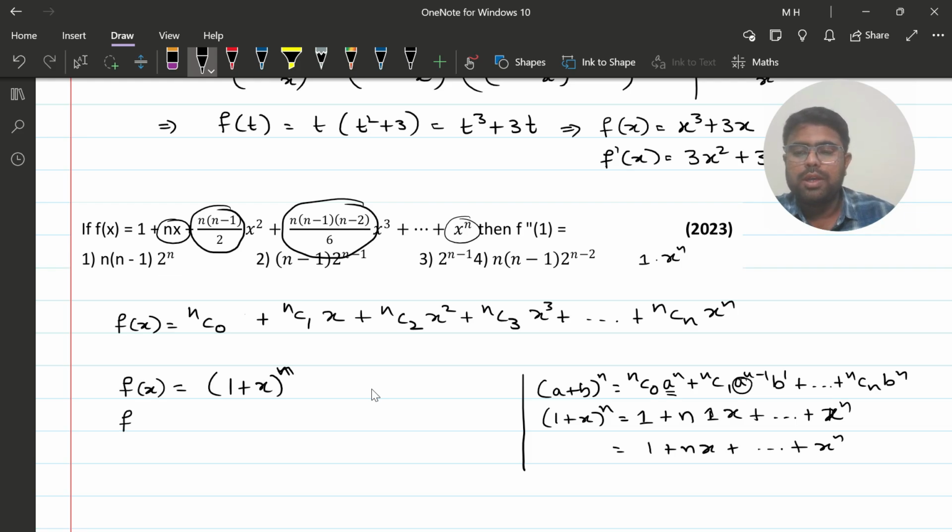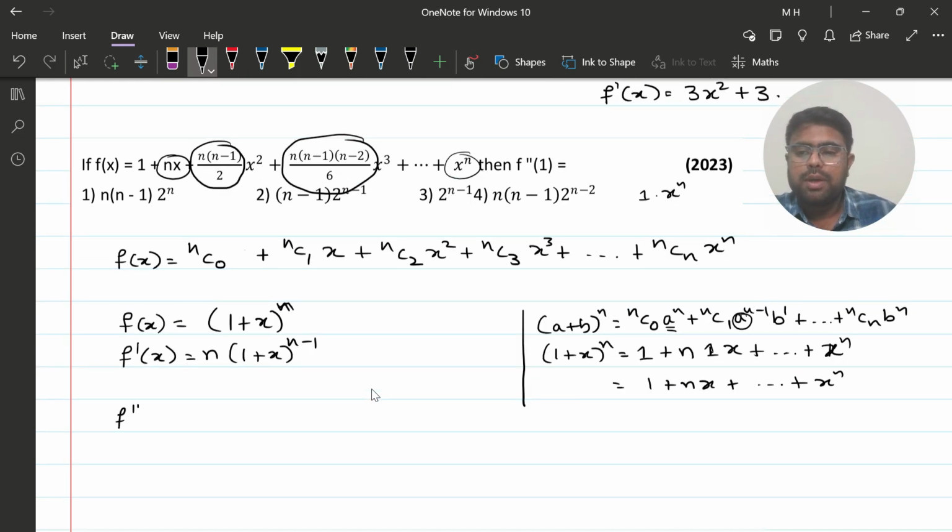Okay, what will be your f dash of x? F dash of x is going to be n into x raised to n minus 1, and f double dash of 1 is what you need. So first I'll find out f double dash of x. What will be f double dash of x? N as it is, because it's a constant, and then again n into x raised to n minus 1. So this is what you have.